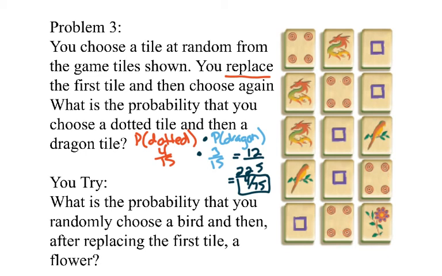All right, so go ahead and pause and try the U-try. All right, check your answers. The probability that we choose a bird is 2 out of 15, times the probability that we choose a flower, which is 1 out of 15, is 2 out of 225, which will not reduce.